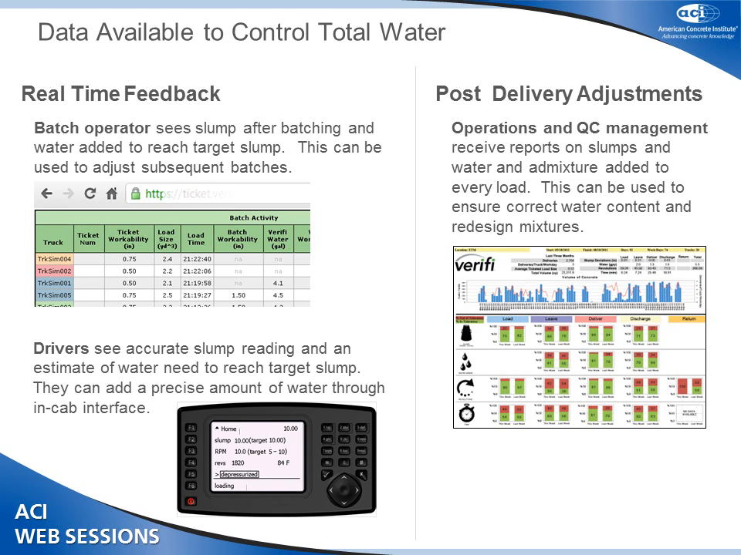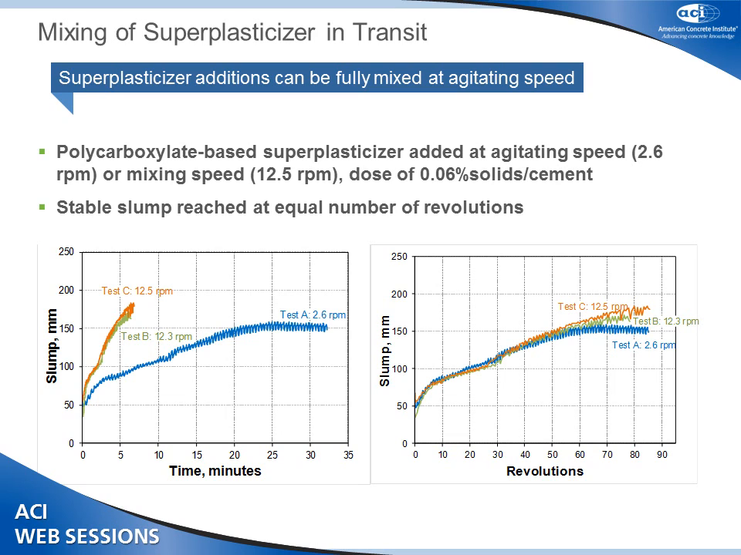The drivers have an in-cab interface that shows them what the actual slump is, shows them how much water and how much admixture is needed to reach the target slump. And they don't have to make a visual assessment or guess what the slump is. They know exactly what it is. And then there are reports after the fact that summarize a week's worth of data or a month's worth of data and show where the variation is, and let QC and operations personnel help reduce that variation.